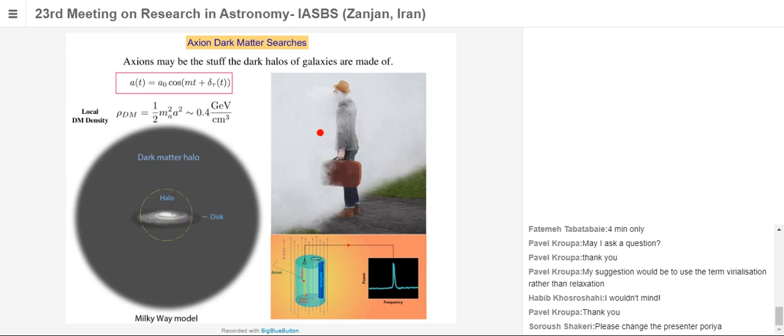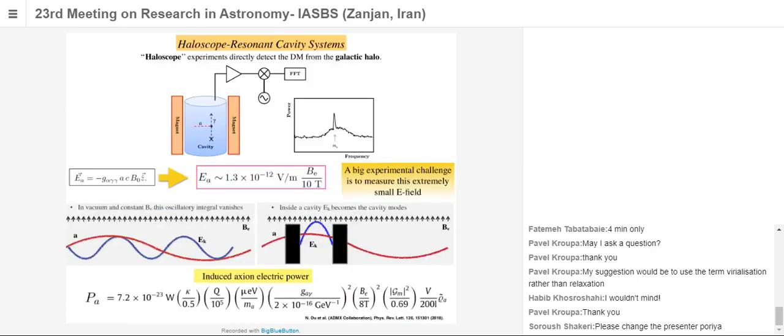As I said, the axion could also construct halos, and the axion behaves as a coherent oscillating field. Write down the local dark matter density in terms of the axion field. If you have a bag in your hand, and in your bag are instruments which can convert this interaction of the axion and translate it to a photon signal, simply you can make some instruments to detect the dark matter in the halo if it is formed from axions.